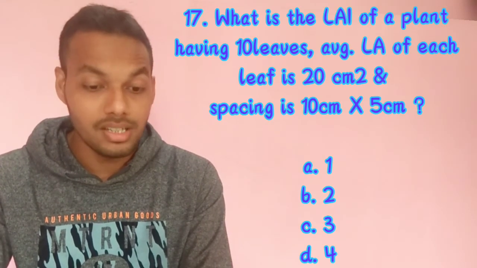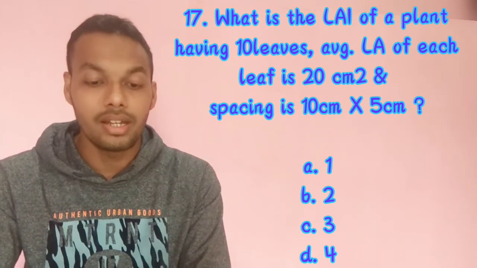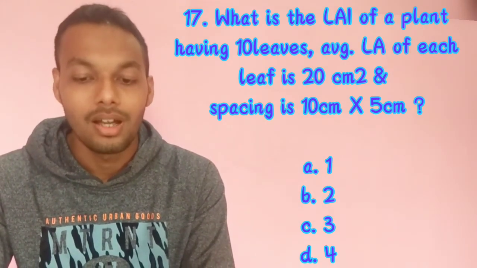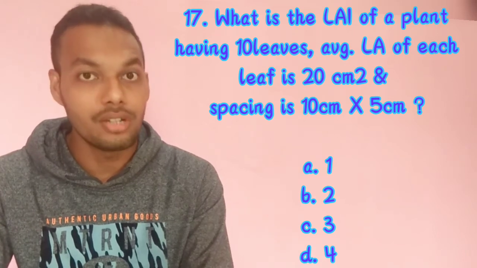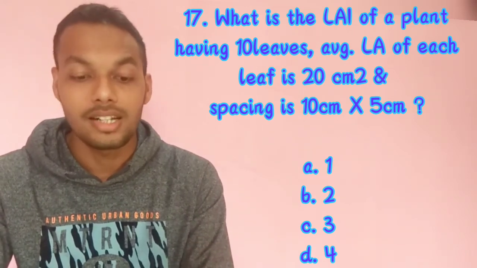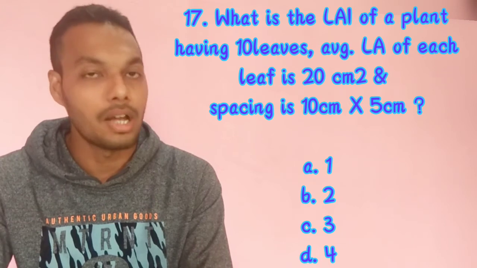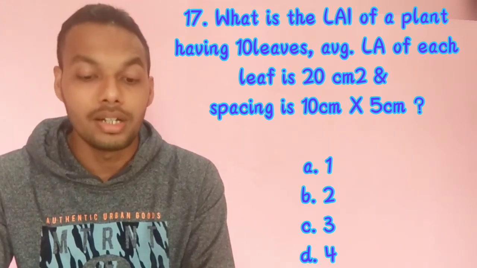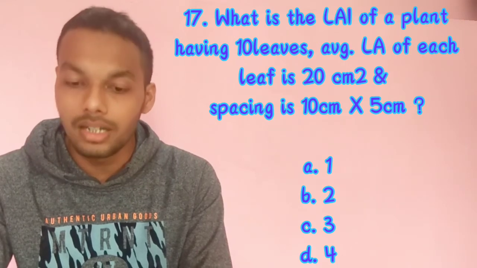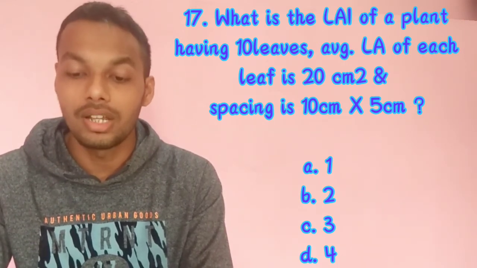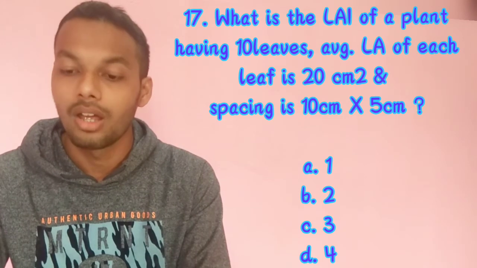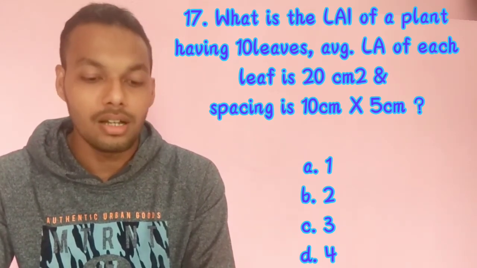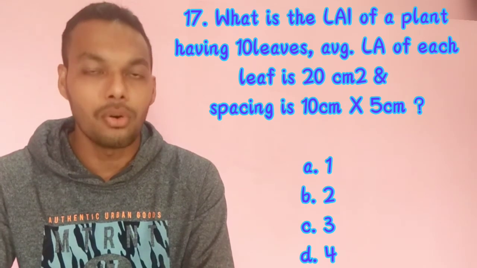Then question number 17. What is the leaf area index of a plant having 10 leaves? The average leaf area of each leaf is 20 cm square and spacing is 10 cm by 5 cm. Let me repeat the question. What is the leaf area index of a plant having 10 leaves? Average leaf area of each leaf is 20 cm square and spacing is 10 cm by 5 cm. Options are 1, 2, 3, 4.